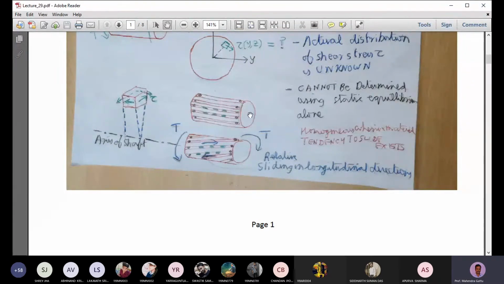In reality, when you have a homogeneous material, this relative sliding will not happen, but still there will be some stress developed. There will be a tendency for sliding, although we will not see any relative motion. Why is there no relative motion? Because we are giving a rigid round support on the right end and a rigid round support on the left end. When you apply the torque, although the body will try to move in the longitudinal direction, it is prevented. So there will be some shear stress developed, but no relative sliding for this homogeneous cohesive material.